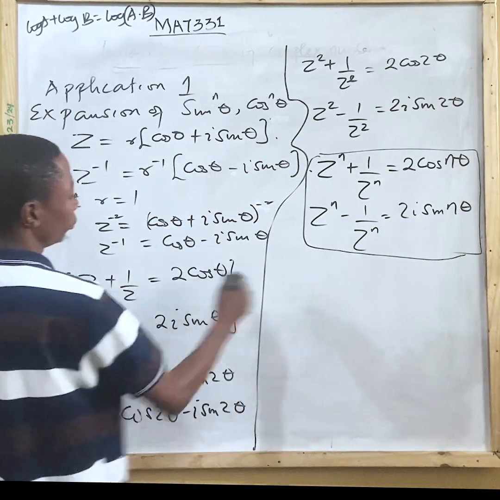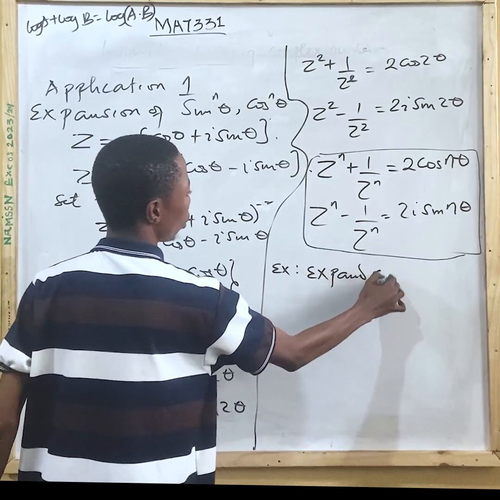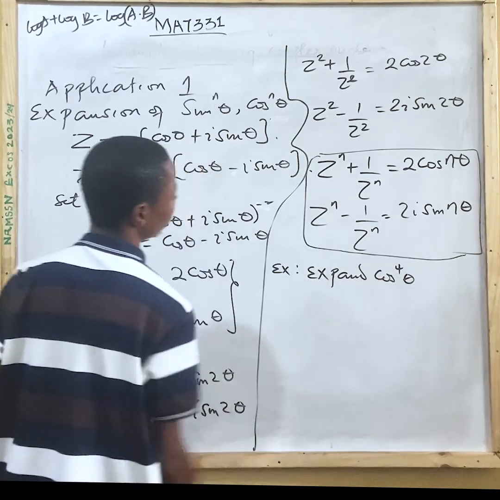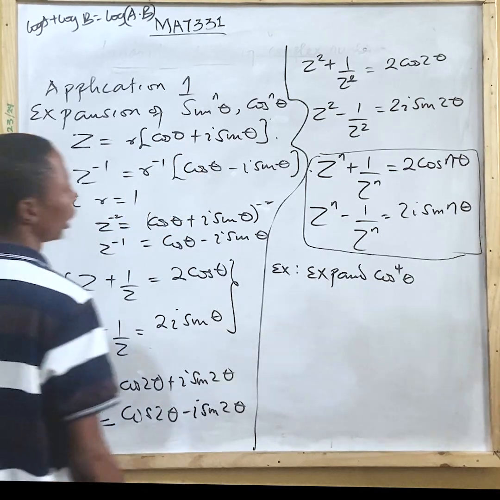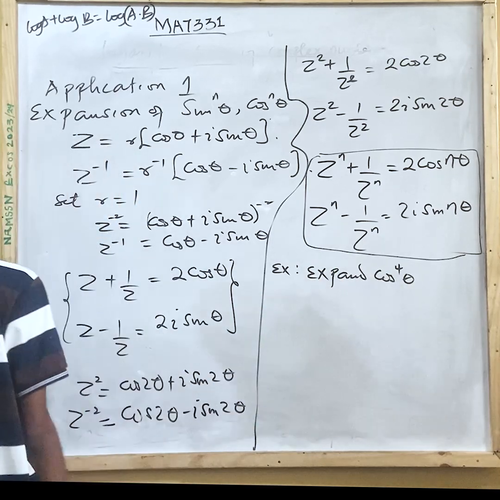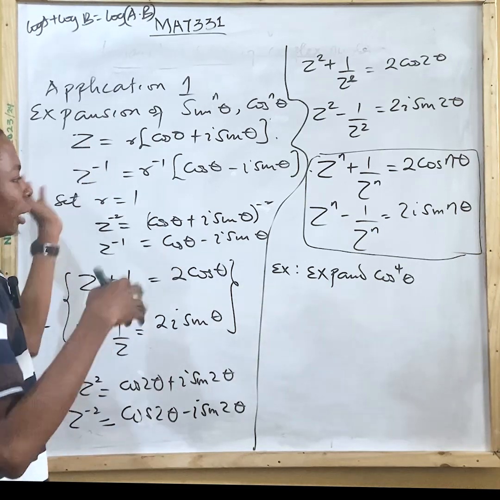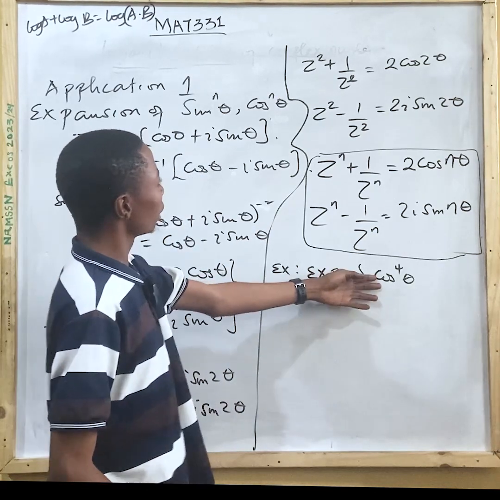Now let's apply it. For example, let's expand cos raised to power 4 of theta. So why are we even doing this? Why are we expanding cos raised to power 4? Because all the things that I've been talking about so far is x plus iy, real and imaginary part. Why are we using this?